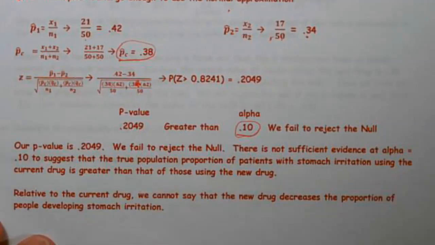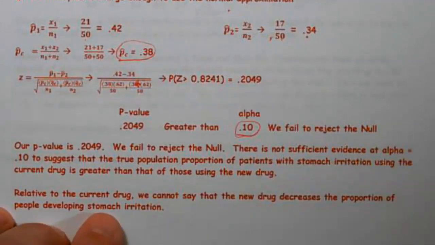I always recommend, it's not always required, that you say what the question they were asking was. In this case, the question was, did it decrease? So I recommend putting it into everyday language. And when we compare it to the current drug, we cannot say that the new drug decreases the proportion of people developing stomach irritation. So in other words, we are not sure, at least at an alpha of 10%, that this is effective. So I'm going to pause the recording.